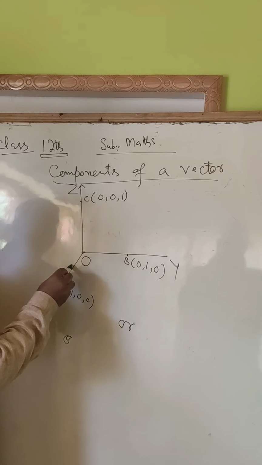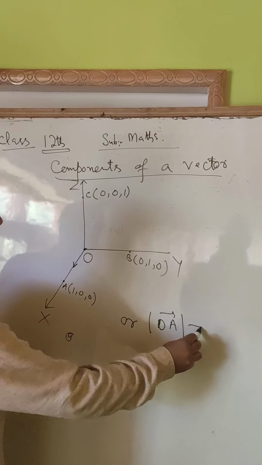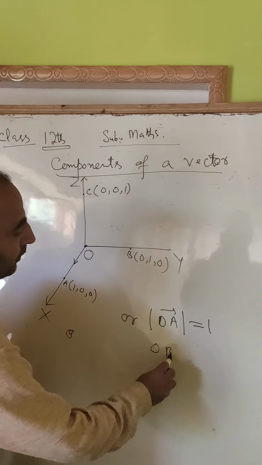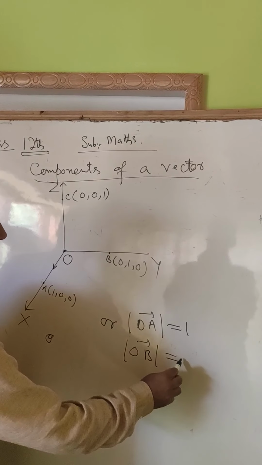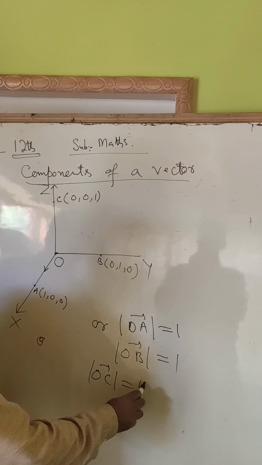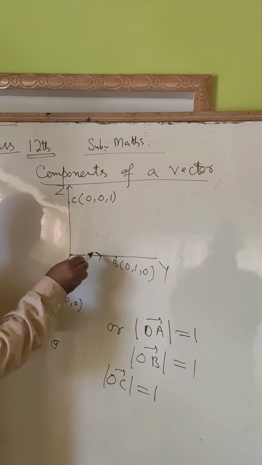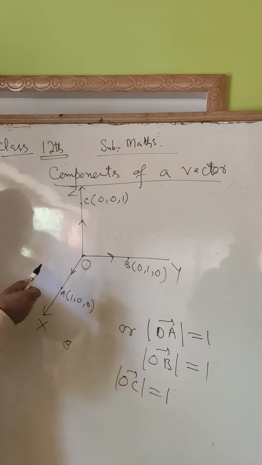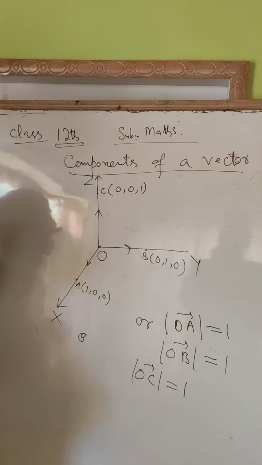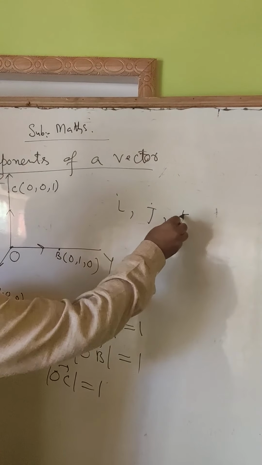Or I can say magnitude of OA vector will be equal to 1, as is evident from its coordinates. Magnitude of OB vector is equal to 1. Magnitude of OC vector is equal to 1. Means OA, OB and OC, they are unit vectors along the three axes OX, OY and OZ. We represent these unit vectors as i, j and k.